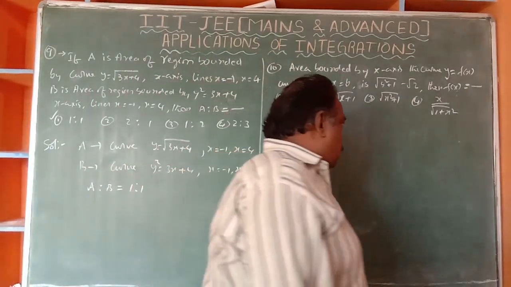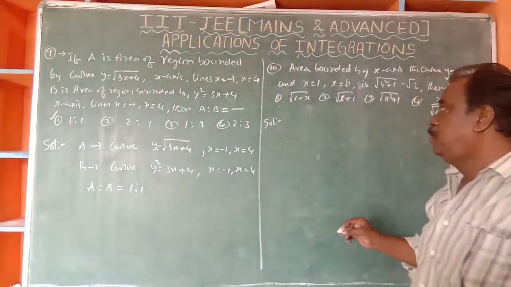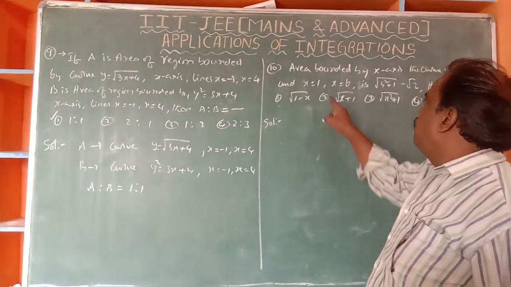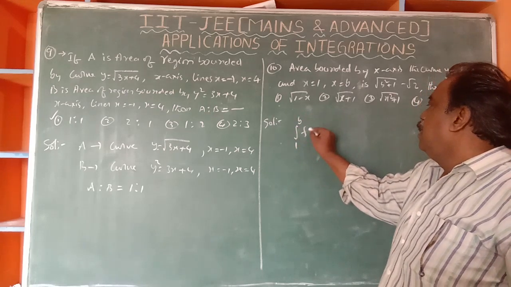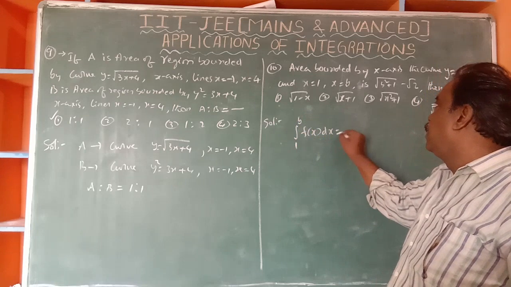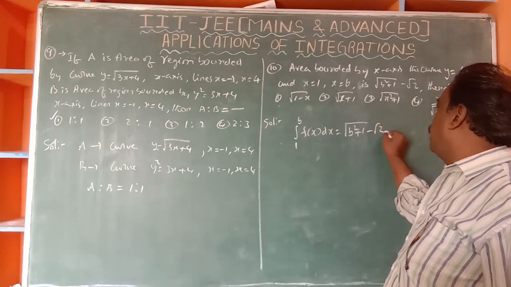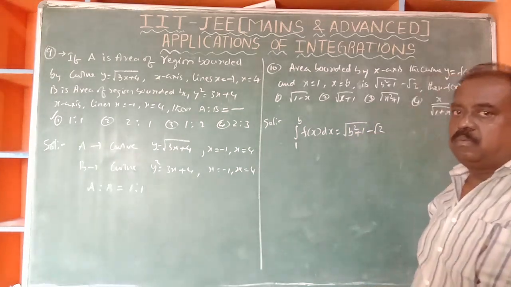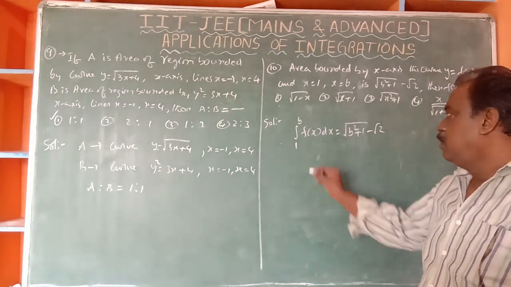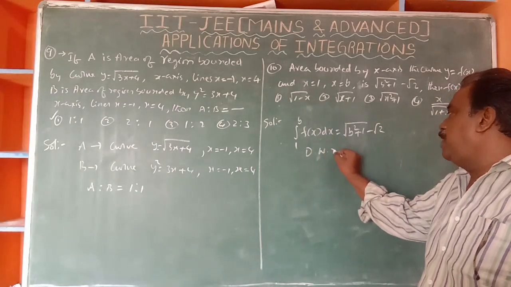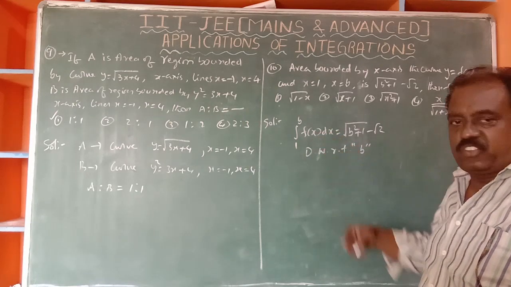You see, solution. Observe it. You see, within these limits, that is x is equal to 1 to b, integral of f of x dx is nothing but root of b square plus 1 minus root 2. Okay na? Here we are asked to find the f of x. So we differentiate with respect to b, not with x.